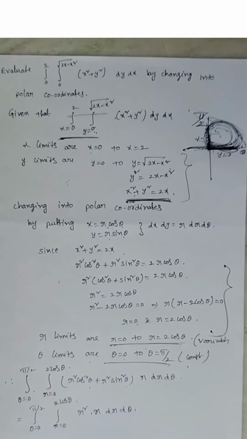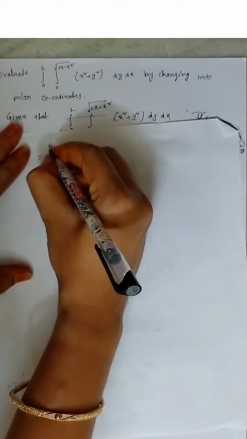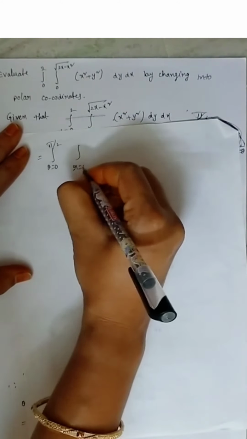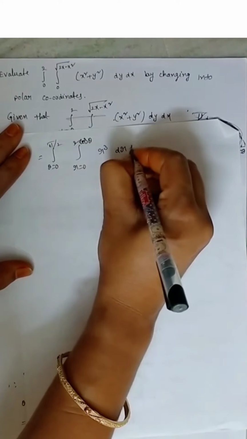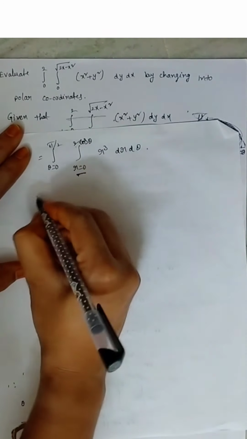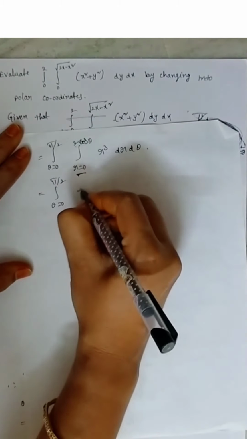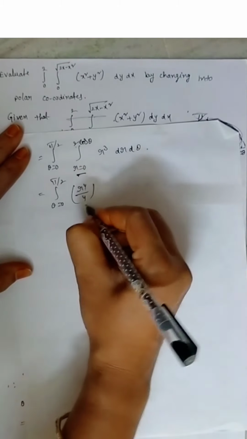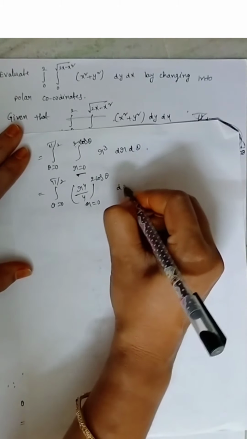Okay, now r square into r means r cube. So this equals integral theta equals 0 to pi by 2, r equals 0 to 2 cos theta, r cube dr d theta. Now first integrate with respect to r, since r limits are variable limits. So theta equals 0 to pi by 2, r cube means r to the power of 4 by 4, limits r equals 0 to 2 cos theta, d theta.